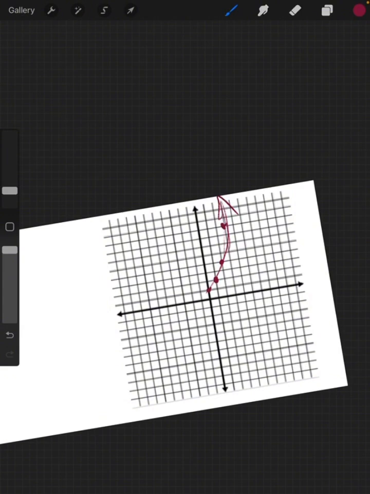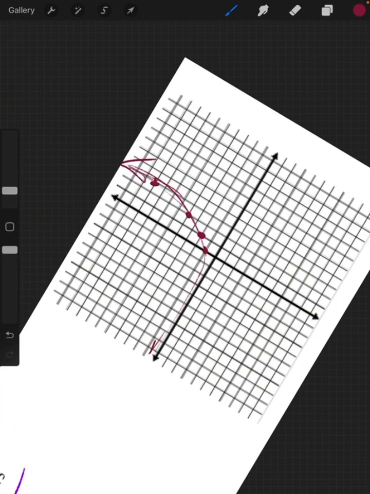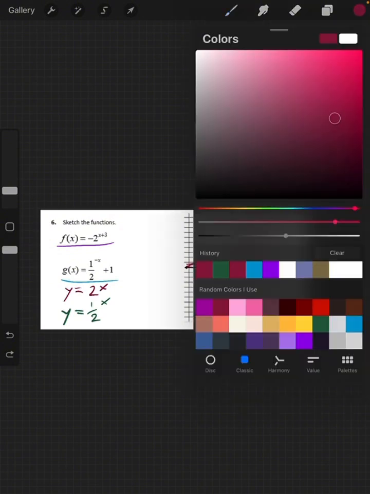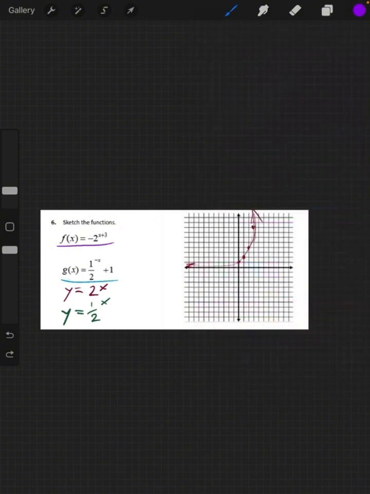It's never going to touch the x-axis, because you can't use an exponent to get to 0 or below 0, I don't think. Anyways, let's graph the purple function.